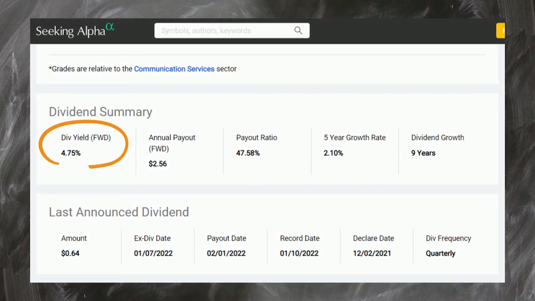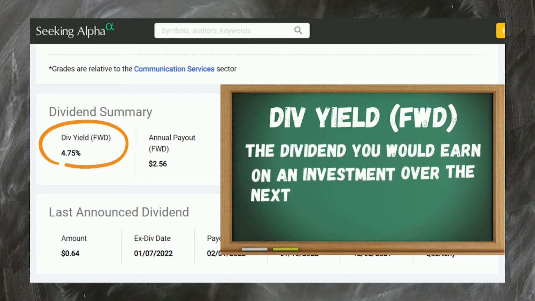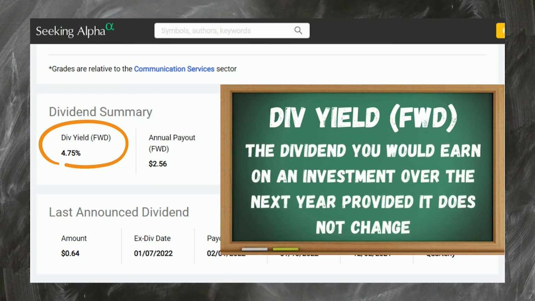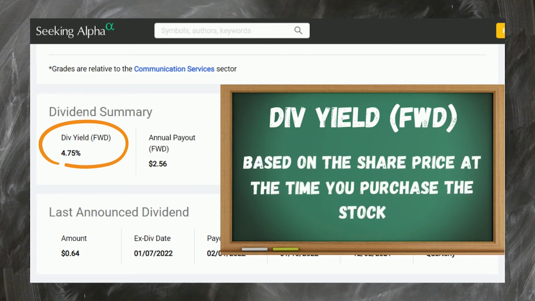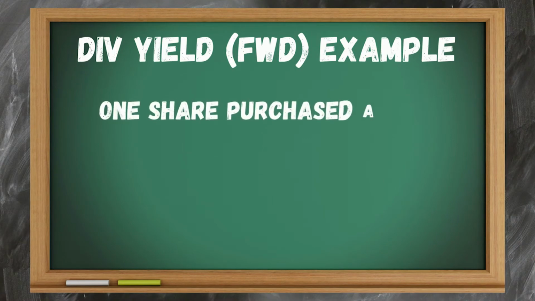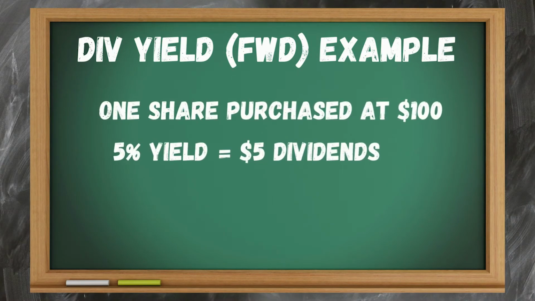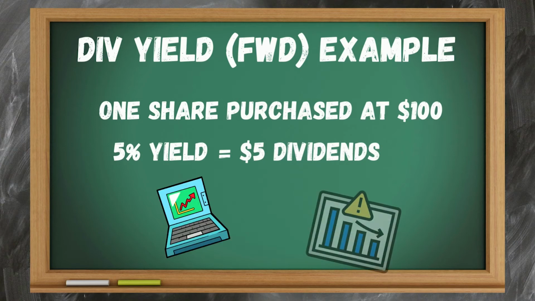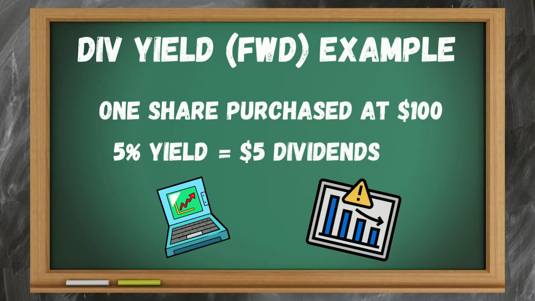Forward dividend yield is the dividend you would earn on an investment over the next year, provided it doesn't change. Keep in mind that this yield is based on the share price at the time you buy it and changes as the share price fluctuates. To give a quick example, if you bought a share at $100 and it has a 5% dividend yield, you would earn $5 each year for that stock. It doesn't matter if the share price goes up or if the share price goes down. You would receive the $5 dividend until they make an announcement to change it.